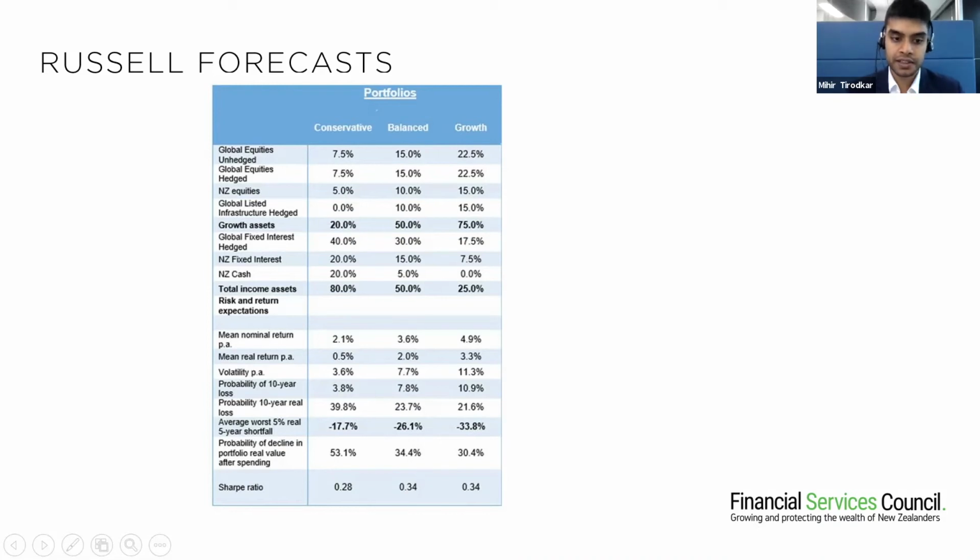Risk is often measured by volatility, the standard deviation or the range of outcomes that can happen around the midpoint expectation. The volatility per annum as we forecast for conservative is 3.6%, dramatically increasing for balanced to 7.7%, and then 11.3% for a portfolio which has 75% invested in growth assets.